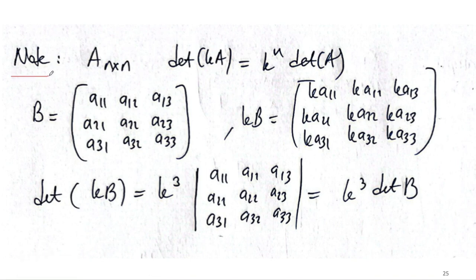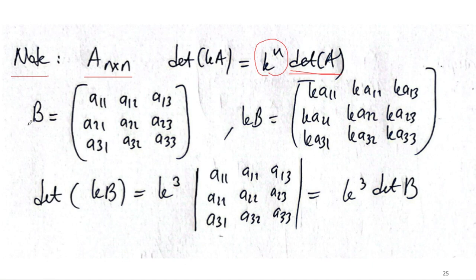Another note, if we have an n by n matrix A, then the determinant of k times A, here k is a scalar, if we multiply the matrix A with a scalar, then this k gets out of the determinant as k to the power n. So as we have more rows or columns, then this power, the nth power, will increase proportionally.